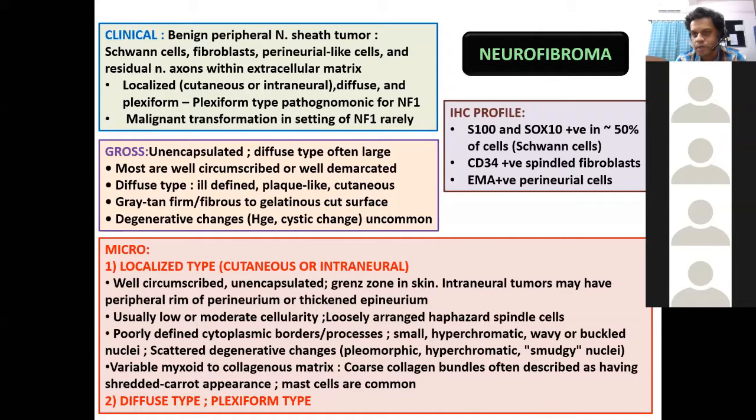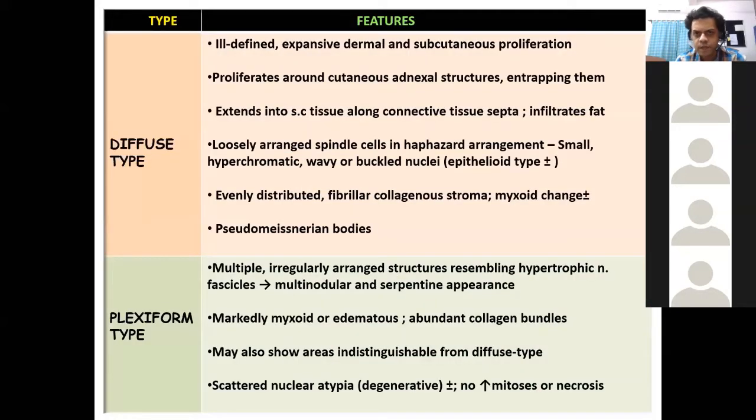As we know, neurofibroma is basically a combination of Schwannian cells along with fibroblasts, along with perineural cells. So you can expect S100 with SOX10 as well as CD34 plus EMA positivity. Everything can be seen in this particular group of tumors. Diffuse type: this will be more deep and more infiltrative, and the cells will be more rounded rather than spindled. They will entrap the adipocytic elements and the skeletal muscle bundles. Pseudo-Meissnerian bodies are something which is seen. It looks like Meissner corpuscles basically. I haven't got a picture, you can look it up. I think it's given in the books. So that's something that you see in the case of a diffuse neurofibroma.